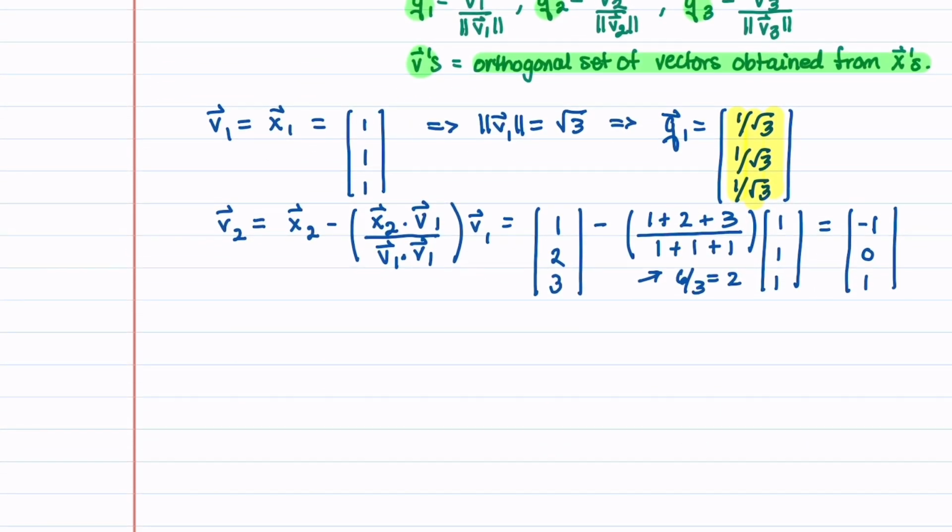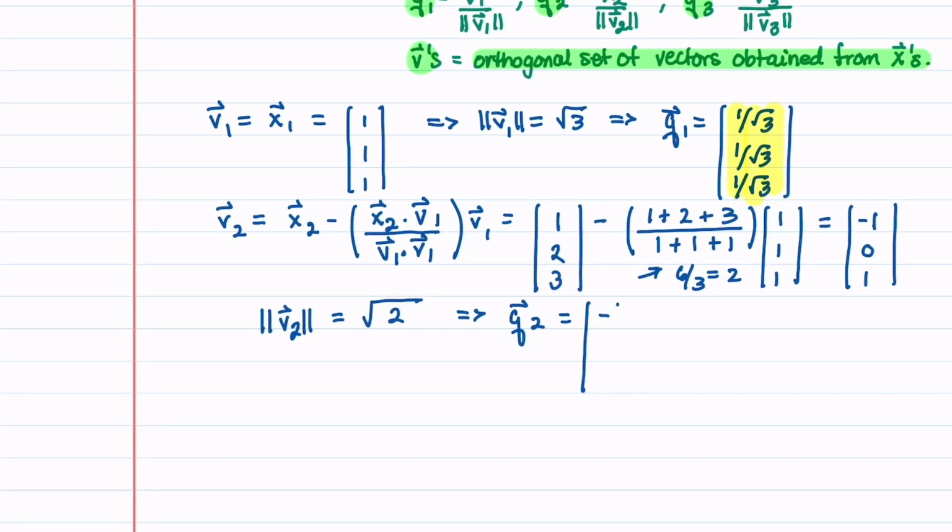In order to find Q2, we need to find the magnitude of V2. And that's going to be the square root of 1 squared plus 1 squared, which is just root 2. That gives us then that Q2 is going to be our vector V2 with each component divided by root 2. So minus 1 over root 2, 0, and 1 divided by root 2. Okay, we made a lot of progress.